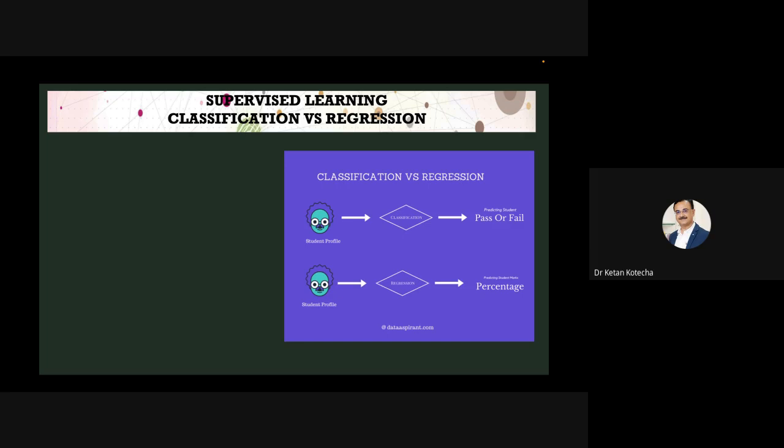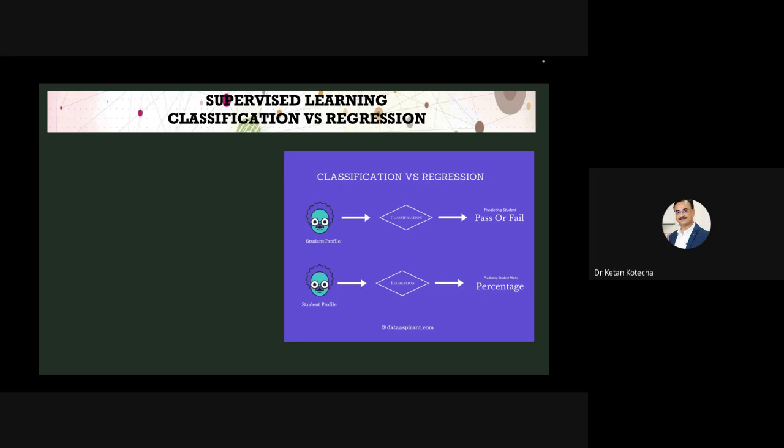For simplicity, I put only two different classes here, pass or fail. However, in regression, the variable will be a continuous variable. So if you want to predict the percentage of a particular student, how much marks he will get, or tomorrow's weather forecast, or tomorrow's stock market, this is all a regression kind of problem. So you should know the difference. Both of them are under supervised learning, but they are two different applications.